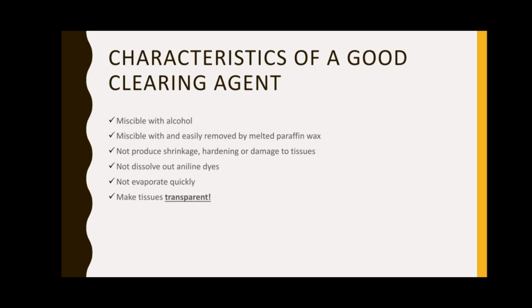So, this gives us the ultimate question as to what are the characteristics of a good clearing agent. Number one, it should be miscible with alcohol to promote rapid removal of the dehydrating agent from the tissue. It should also be miscible with and easily removed by melted paraffin and or by mounting medium to facilitate impregnation and mounting of sections like Canada balsam.